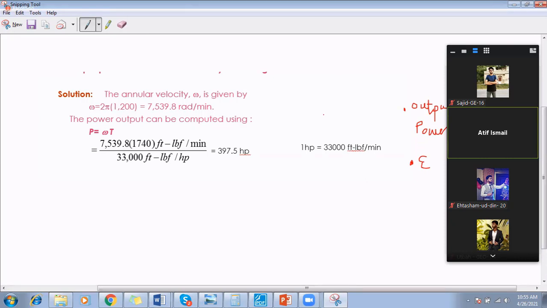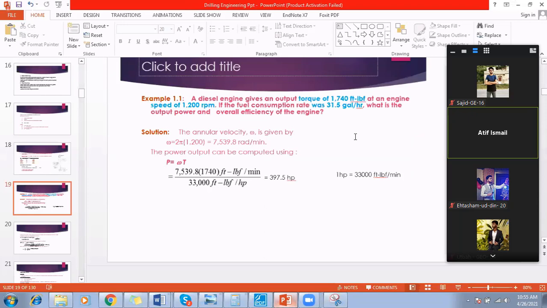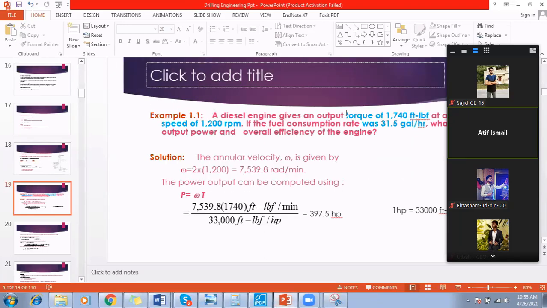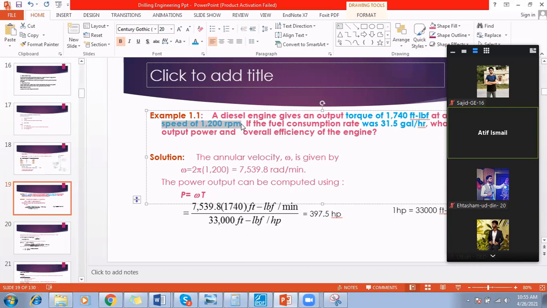Now what we have given, what can we have from this statement? Here you can see that the torque is already given, and the other thing given in the statement includes the speed. This is actually the rotation of the shaft, and it is mentioned here as 1200 RPM. So here the fuel consumption rate Wf is 31.5.